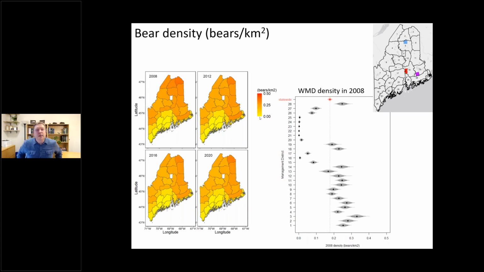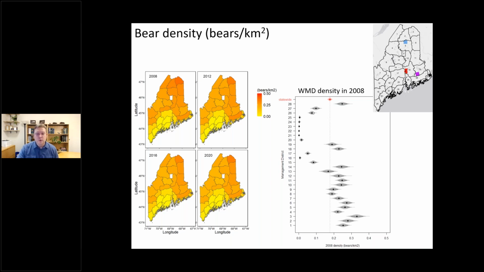We can then translate this directly into bear density, or bears per square kilometer, since we have the estimates of area for any one of these grid cells. And this becomes really interesting in that although abundance had a large distribution across the different management districts, we now see almost every management district fall into one of two categories. We had a larger category of management districts where the density was generally between 0.2 and 0.3, and then other management districts, here in the 20s, where the density was often very close to zero.